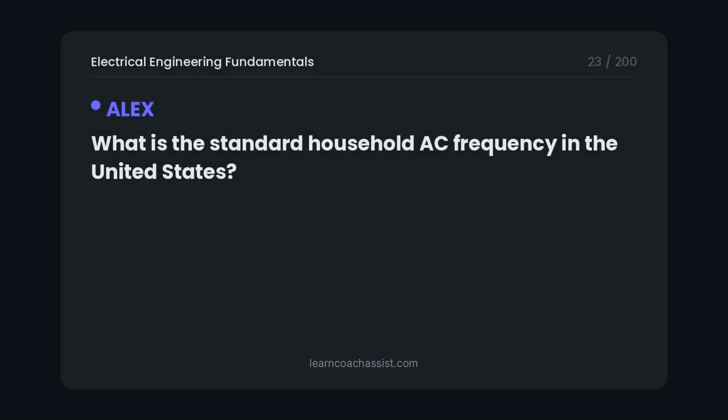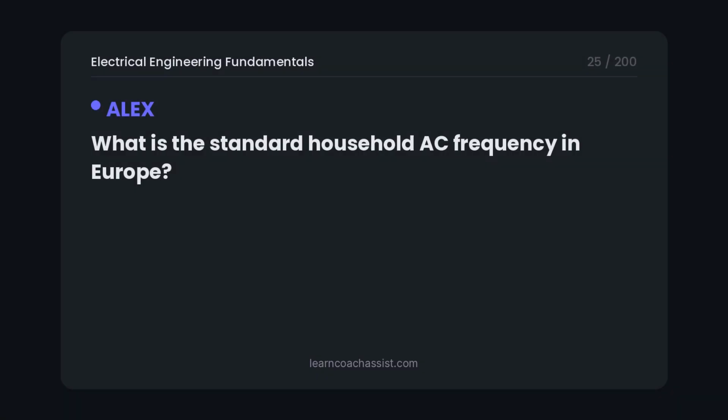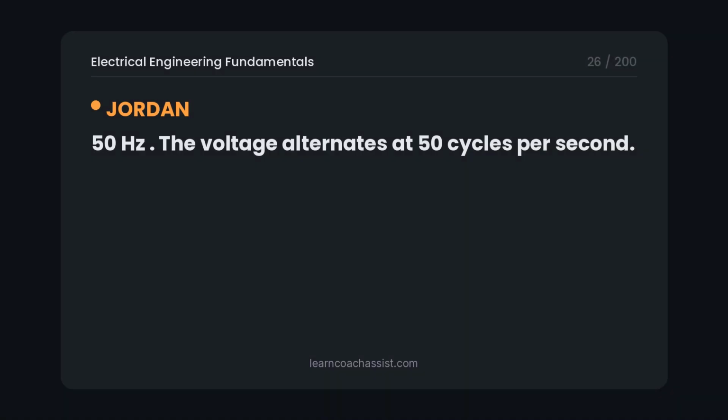What is the standard household AC frequency in the United States? 60 Hz. The voltage alternates at 60 cycles per second. What is the standard household AC frequency in Europe? 50 Hz. The voltage alternates at 50 cycles per second.